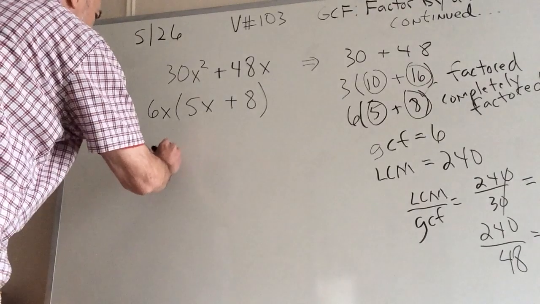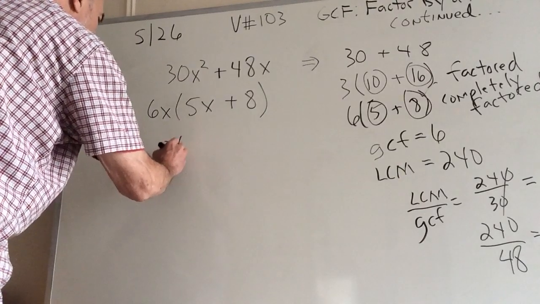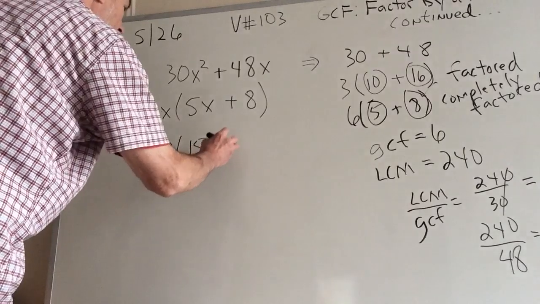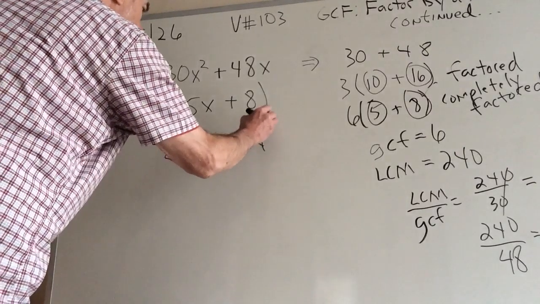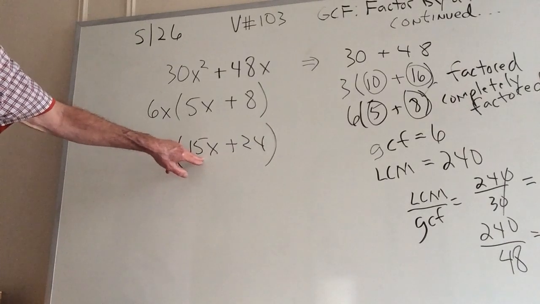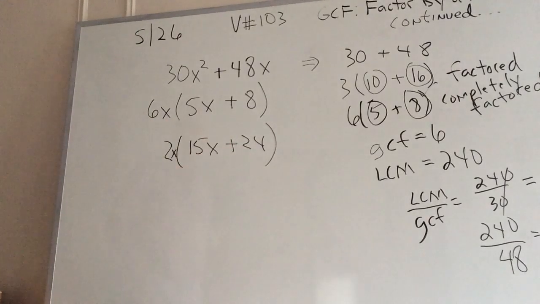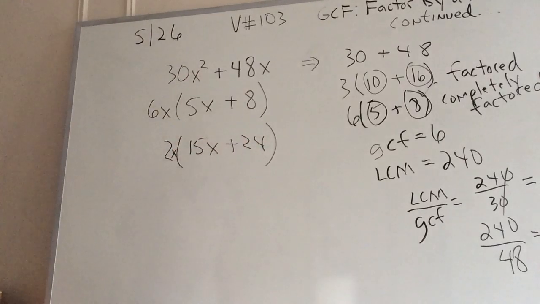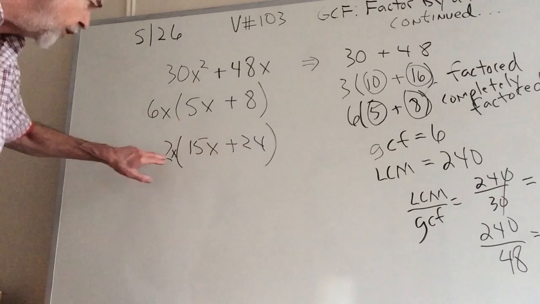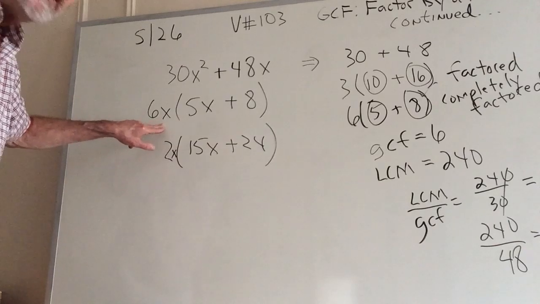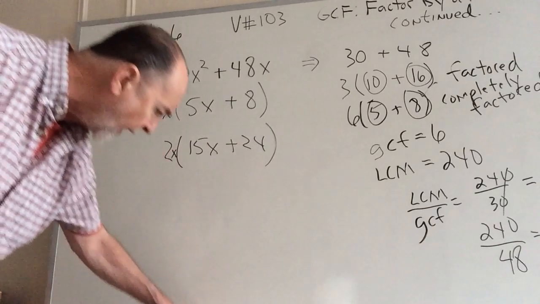If I had written this, 2x times 15x plus 24, well, this isn't going to work. Number one, it's not going to give me my LCM. And number two, 15 and 24 are not coprime. They both share the 3. So you have to understand that that's 6th grade math. This is not completely factored. Sure, it's factored, but in high school we care about completely factoring these expressions.